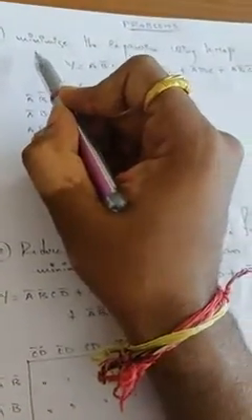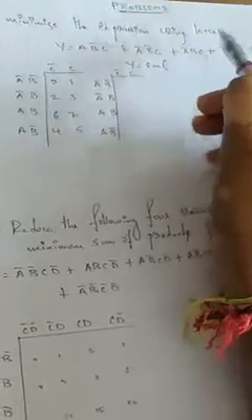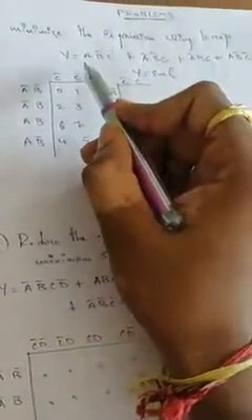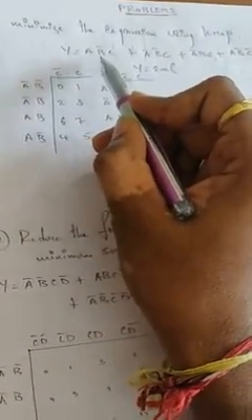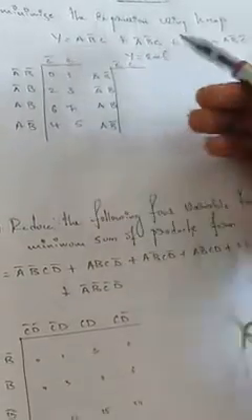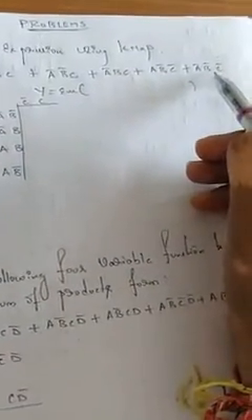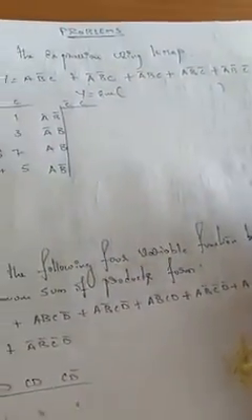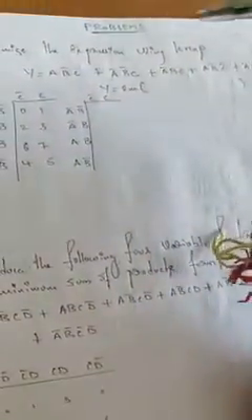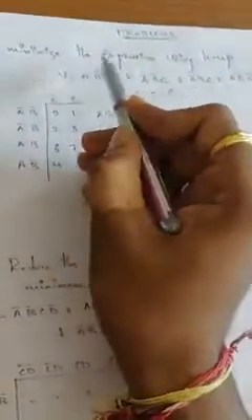Look at this. Minimize the expression using K-map. That's it. So they are given an expression Y = AB'C + A'B'C + A'BC + AB'C' + A'B'C'. So they are given an expression. What is the question? Minimize the expression using K-map.